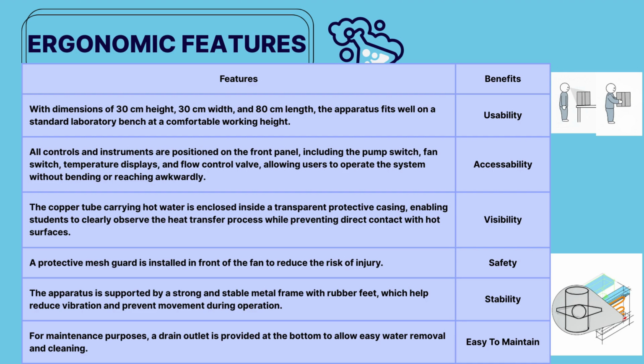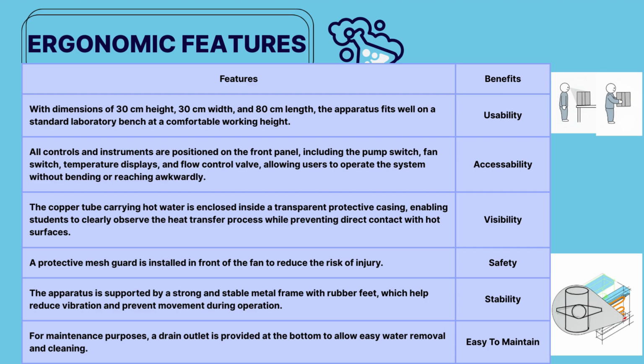Today I will explain the ergonomic features of the product. Now I will explain the ergonomic features of our product, which is the main focus of our design improvement. So when designing this apparatus, we did not only consider functionality, but we also prioritized user comfort, safety, accessibility, and maintenance. Ergonomics is important because it ensures that users can operate the system efficiently without discomfort or risk of injury. So first, let's talk about usability.